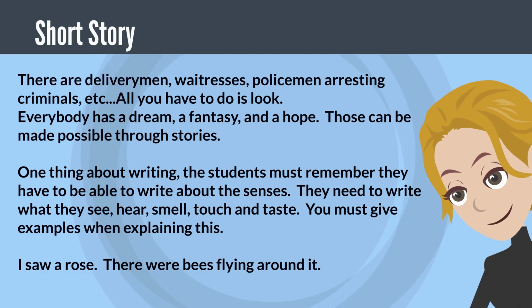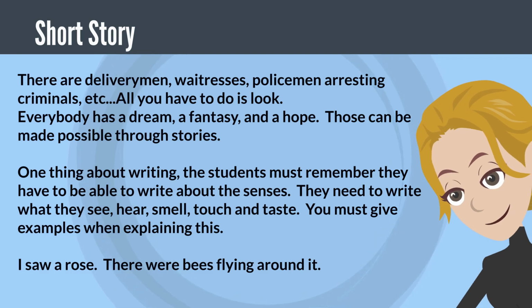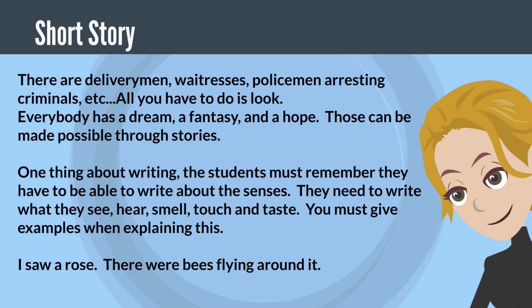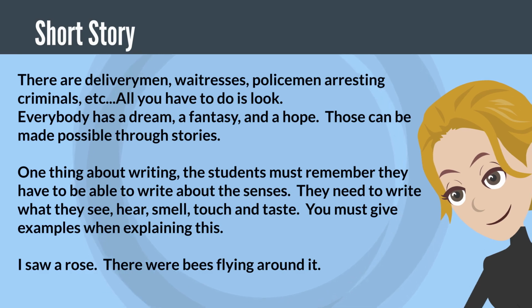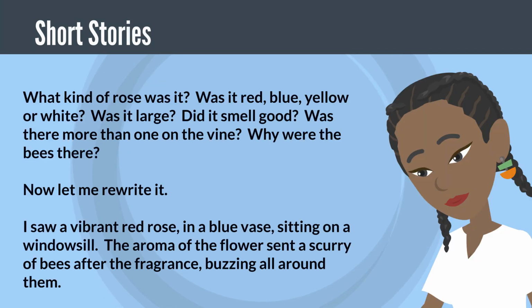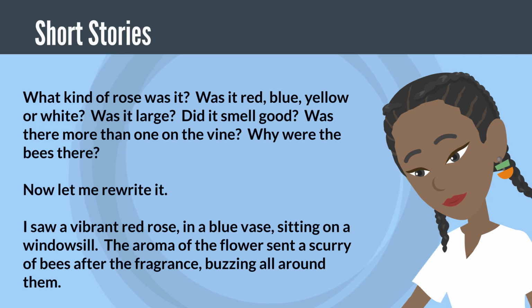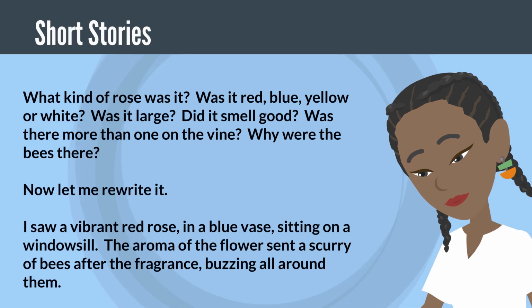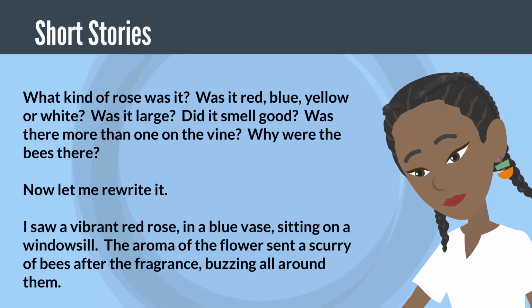One thing about writing, the students must remember they have to be able to write about the senses. They need to write what they see, hear, smell, touch and taste. You must give examples when explaining this. I saw a rose. There were bees flying around it. What kind of rose was it? Was it red, blue, yellow or white? Was it large? Did it smell good? Was there more than one on the vine? Why were the bees there?